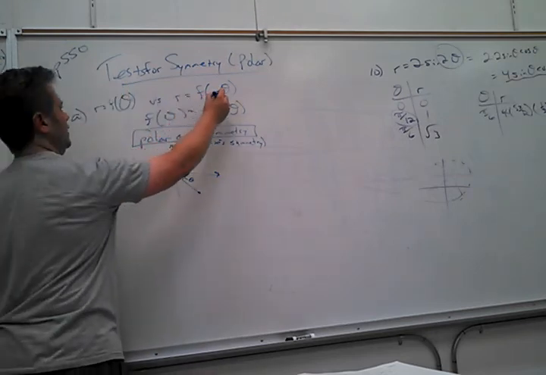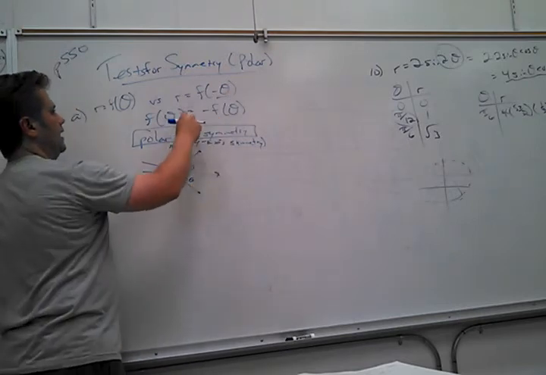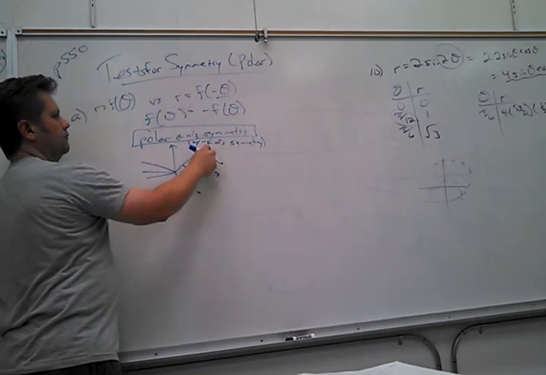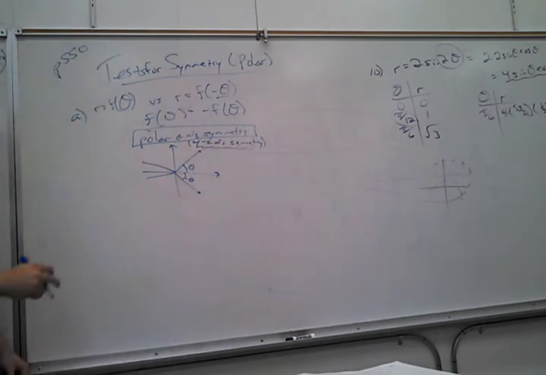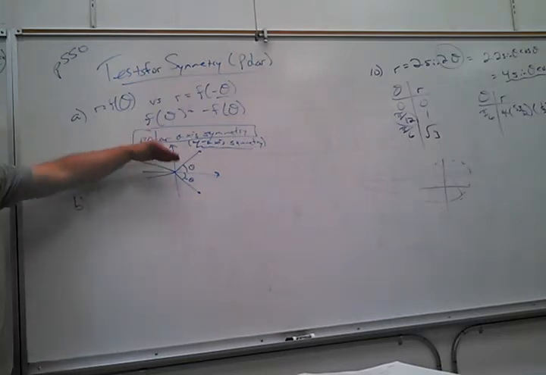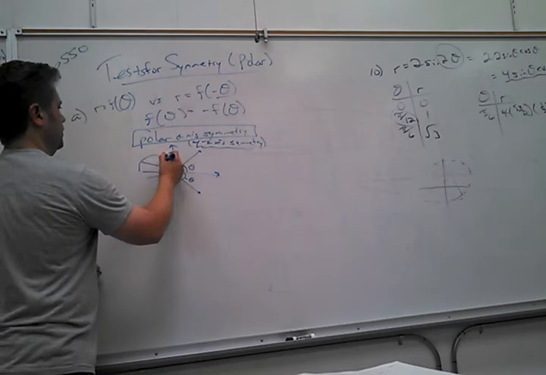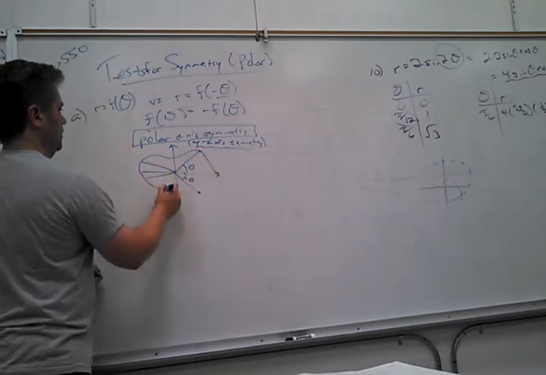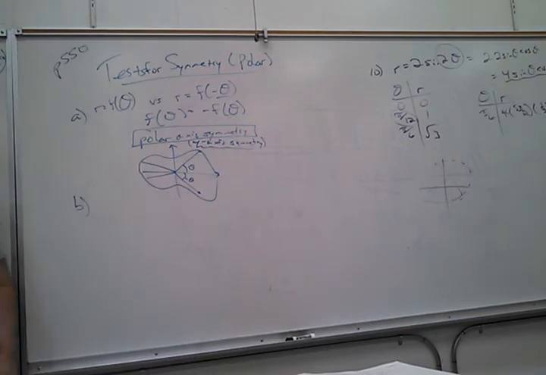So all you've got to do is plug in negative theta and see what happens. If it stays the same, then it's got polar axis symmetry, basically y-axis symmetry. Meaning it'll be the same on either side of the y-axis. Exactly. So if it looks like this up top, it's got to look like that down below. It's not too bad, considering we did it.